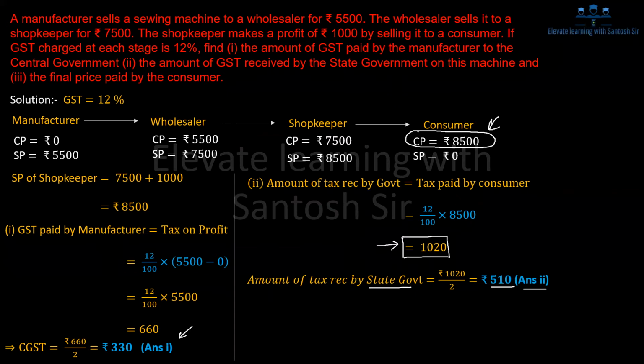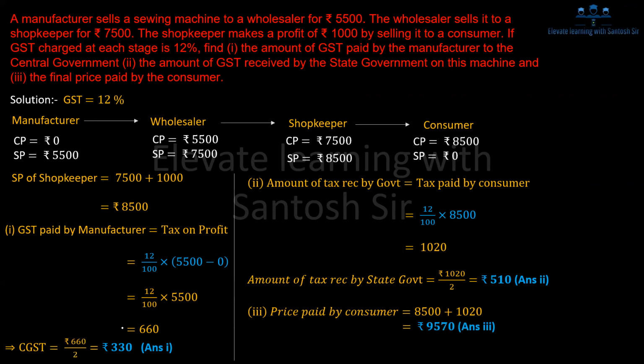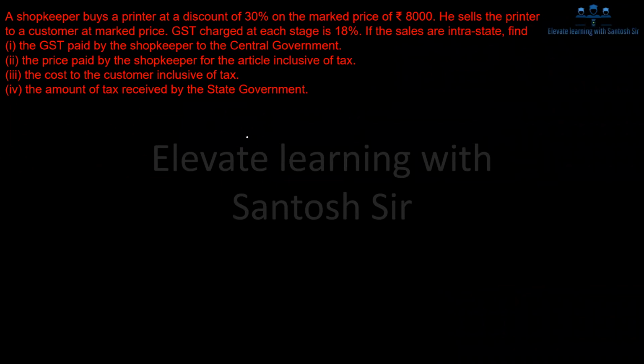Now the third sub question asks us final price paid by the consumer. How much will consumer pay to purchase the sewing machine? He will pay cost price plus the tax. We know that cost price for consumer is 8,500 and tax paid by consumer we have already calculated. So cost price plus tax will give me the total amount paid by the consumer, which is nothing but 9,570 rupees. Let's take up a next question.